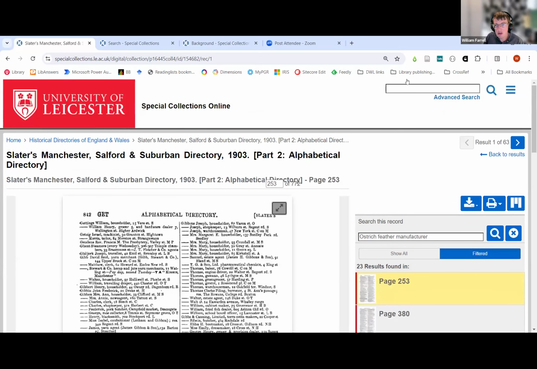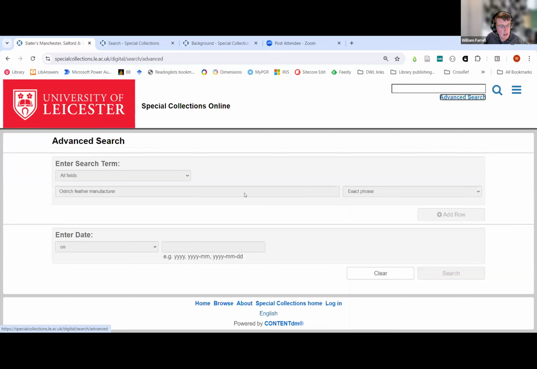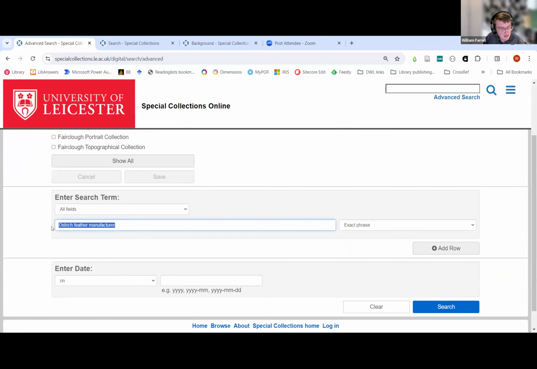And then a final thing you could be searching our collection for is places. So who lived on my street? I'm going to search a local place in Leicester, just because I'll get less results back. So, to search for Grace Road.